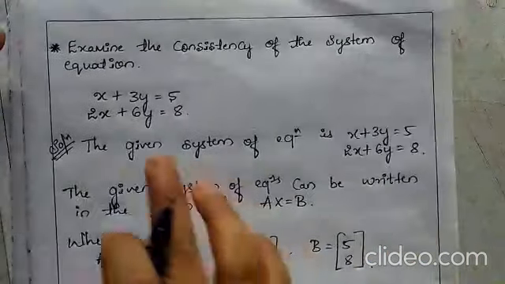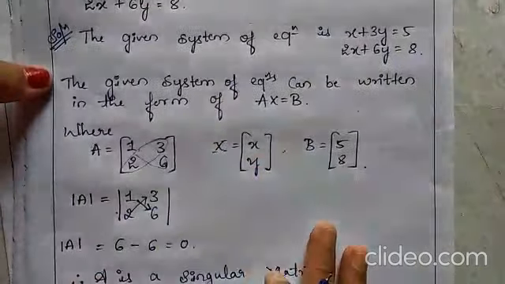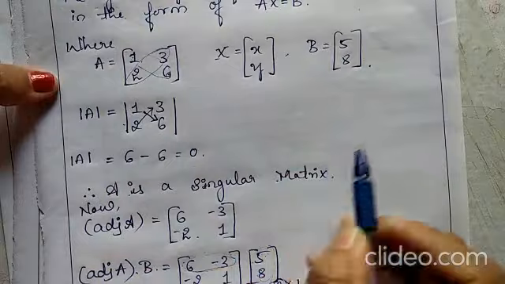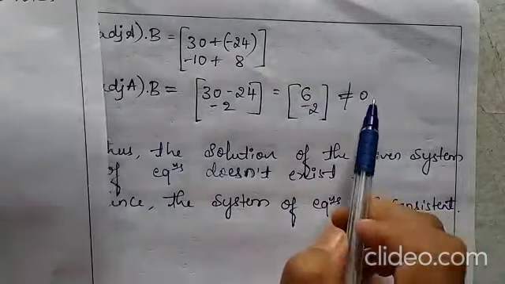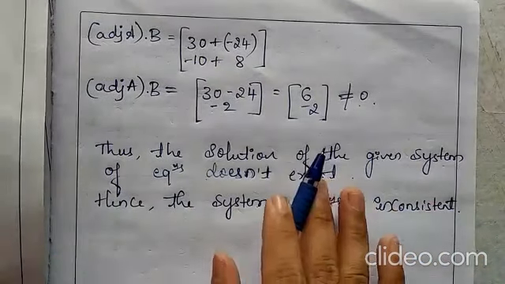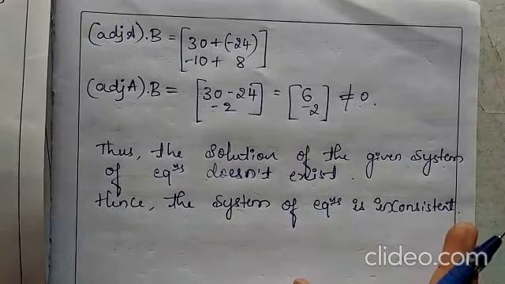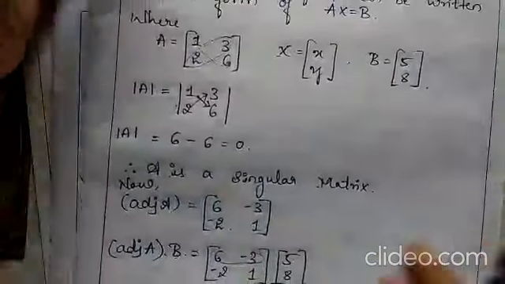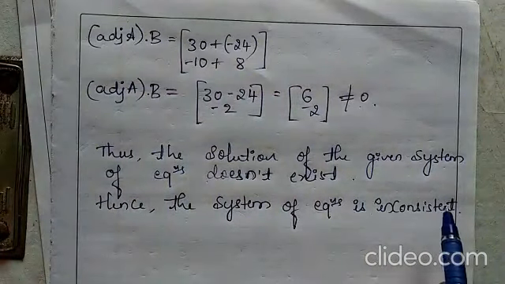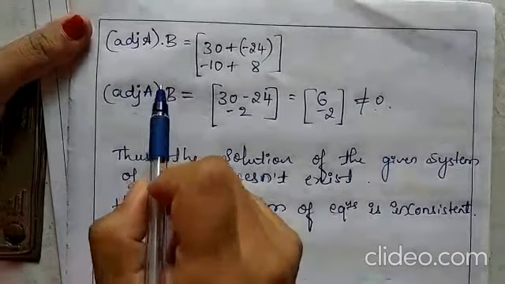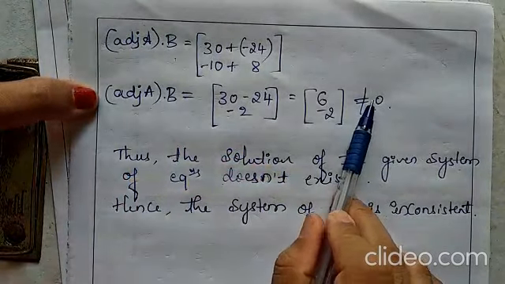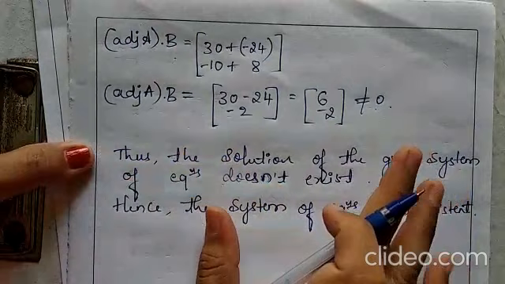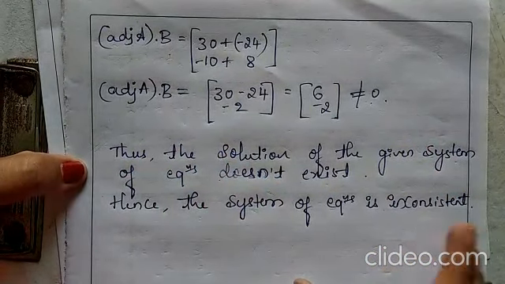So if they ask you to examine the consistency of a system of equations, and it is a singular matrix, then we need to calculate adjoint of A into B. If it does not equal 0, then the solution doesn't exist and the system of equations is inconsistent. Here A is a singular matrix, so we calculated adjoint of A into B. It does not equal 0. Therefore, its solution doesn't exist. Hence, the system of equations is said to be inconsistent.